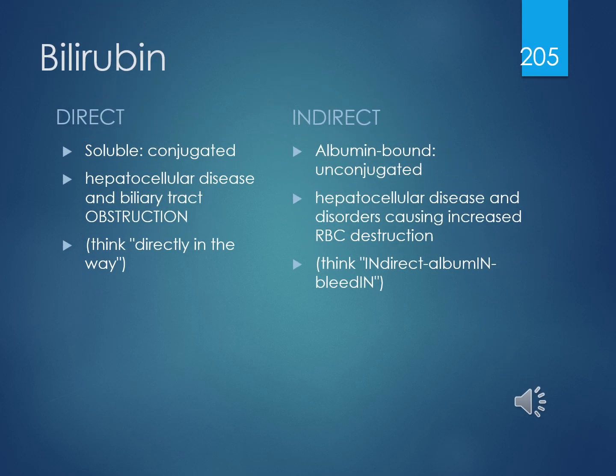There are two types of bilirubin, direct and indirect. Direct is soluble, conjugated. This one's more for obstruction. Think directly in the way. Indirect is albumin bound, unconjugated. This is going to be related more to hepatocellular disease and disorders causing increased red blood cell destruction. Think indirect albumin bleed-in.